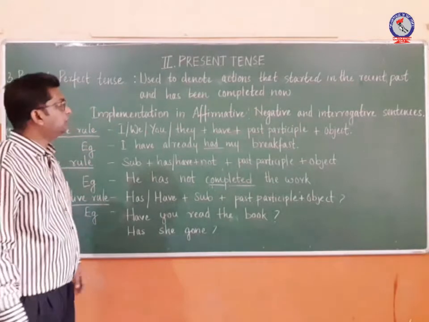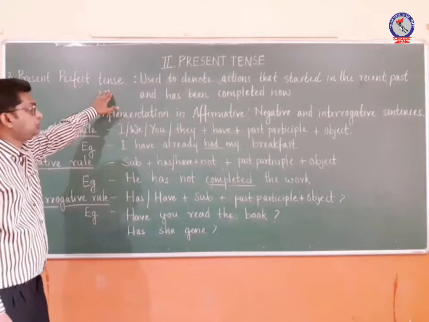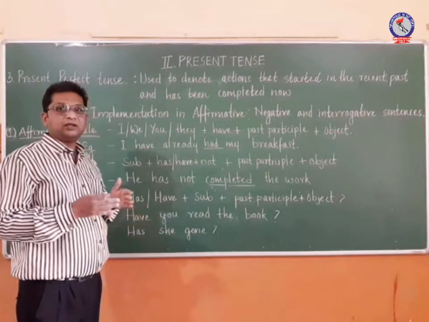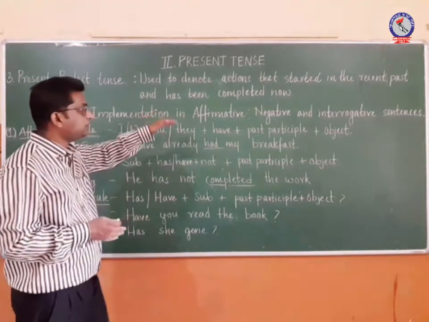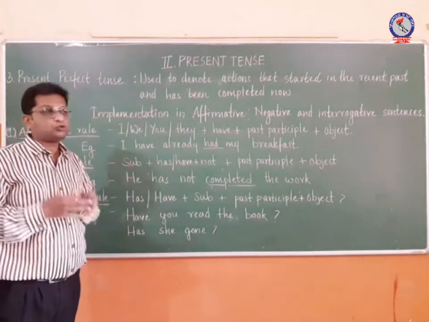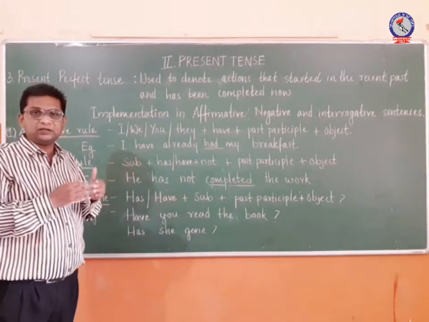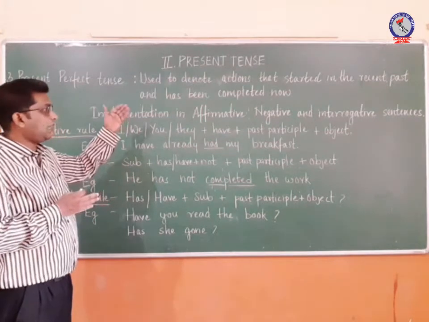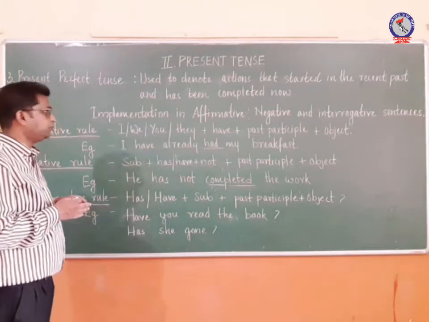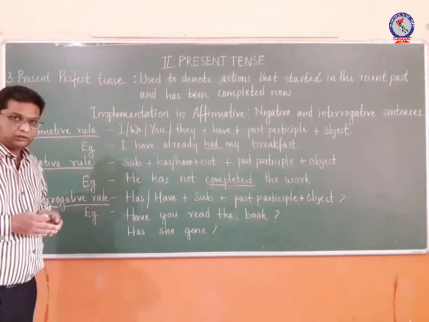The third type of present tense is the present perfect tense. It is used to denote actions that started in the recent past and have been completed now. Present perfect tense will be used when an action which started in the recent past has been completed now. Let's see the implementation of present perfect tense in affirmative, negative and interrogative sentences.